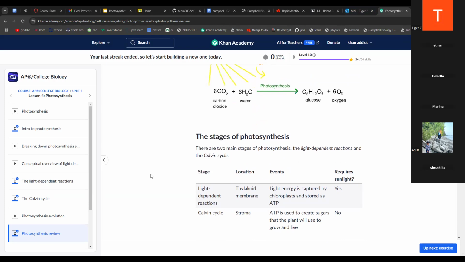So which stage of photosynthesis produces ADP and NADP plus? Is it the Calvin cycle or the light dependent reactions? Calvin cycle. Nice. Okay, and what does the light dependent reaction produce?